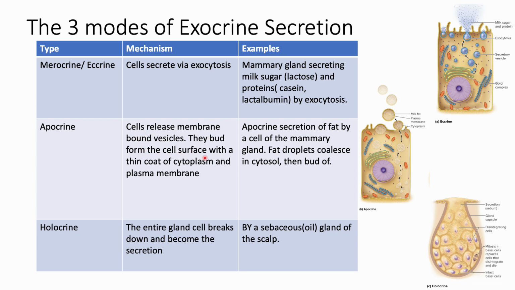Apocrine secretion is where cells release membrane-bound vesicles. They bud from the cell surface with a thin coat of cytoplasm and plasma membrane. So here we see apocrine, we're releasing membrane-bound vesicles. And then we have holocrine secretion. The entire gland cell breaks down and becomes the secretion. So here we have these cells breaking down and the entire content reaches the surface, and that is holocrine secretion. Please know your 3 modes of exocrine secretion: merocrine or eccrine, apocrine, and holocrine.